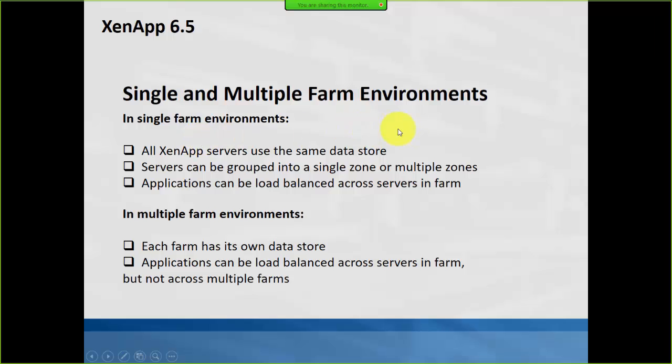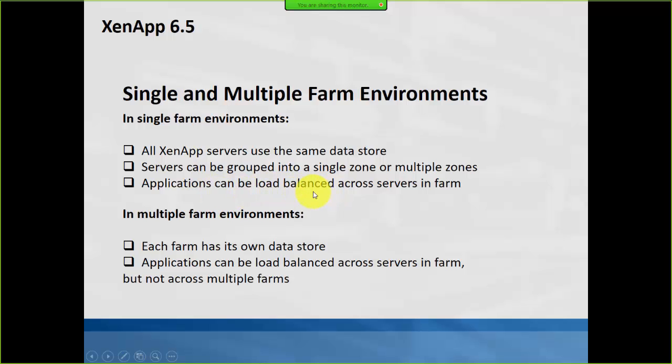So there are single and multiple farm environments. In single farm environments, all XenApp servers use the same data store, or one database, or the same type of database that all servers in one farm talk to. Servers can be grouped into a single zone or multiple zones. So I just told you what a zone is, that they are physical sites.